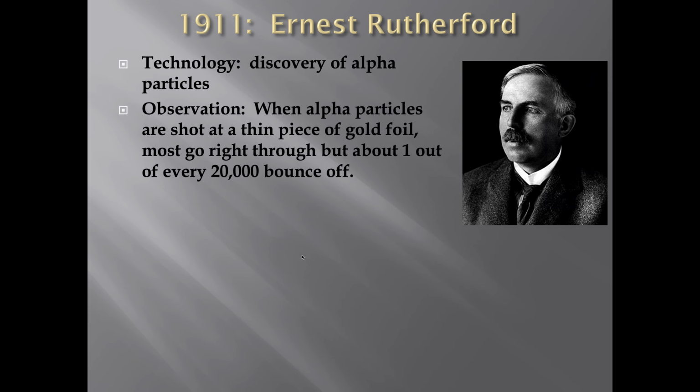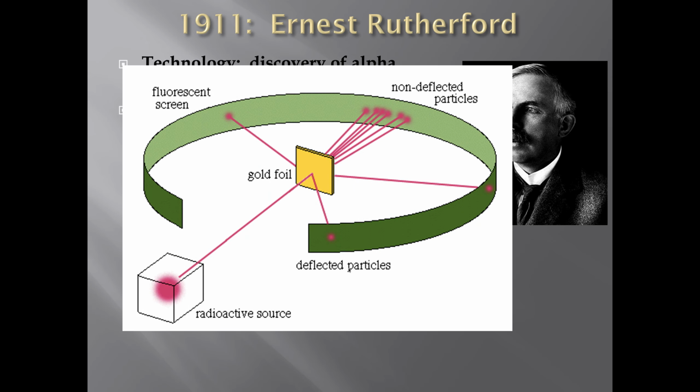Well, what he did was he shot them at thin pieces of metal foil, specifically gold, because gold can be flattened thinner than any other metal. And he wanted to see what results he would get. Now, the results he got were very intriguing. Here is your source of radioactivity. There's a pinhole in one side so that only the alpha particles traveling in this direction can escape.